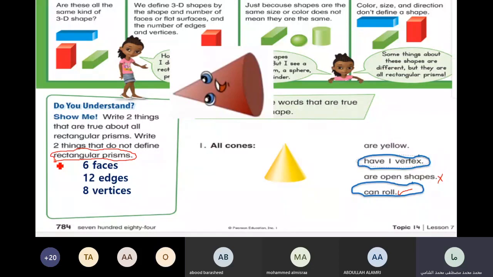Yalla, quickly. 6 faces, 12 edges, and 8 vertices: rectangular prism. And all cones have one vertex and can roll. Yalla, 785. No, I didn't finish. Okay, very fast. Yalla, just 10 seconds. I will count to 10. 1, 2, 3, 4, 5, 6, 7, 8, 9, 10.